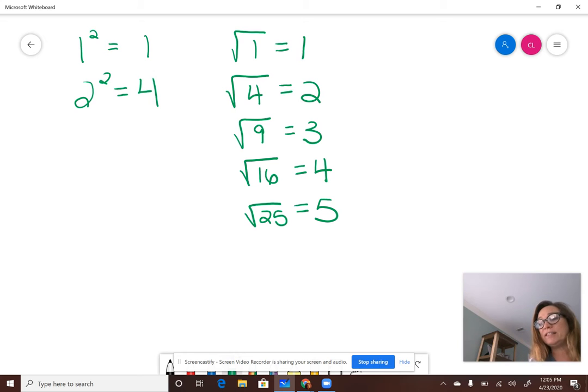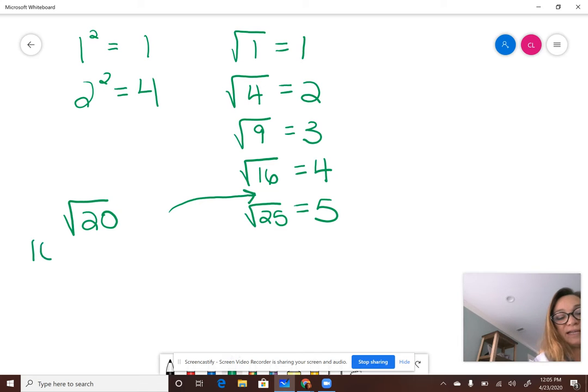Now if I wanted to know, let's say, the square root of 20. That's not a perfect square, but I do know that it would fit right nicely in here between 16 and 25. If I look at 16 and 25, it's slightly closer to 16 because it's only 4 away, where it's 5 away from 25. So I would say that it's slightly closer to 16.